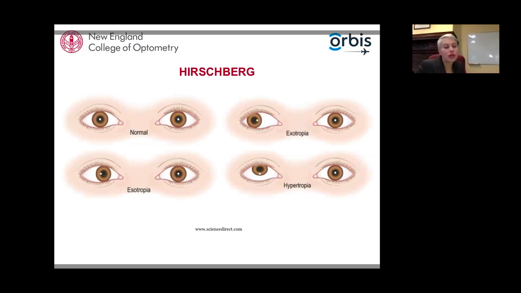So the normal, you've got those two central corneal reflexes. You've got your exotropia up the top right-hand side, and you can see that little reflex there is no longer in the center of the pupil, but it's a little bit more nasal. And in the esotropia, it's a little bit more temporal. And in hypertropia, you can see it's a little bit more inferior to the center of the pupil.